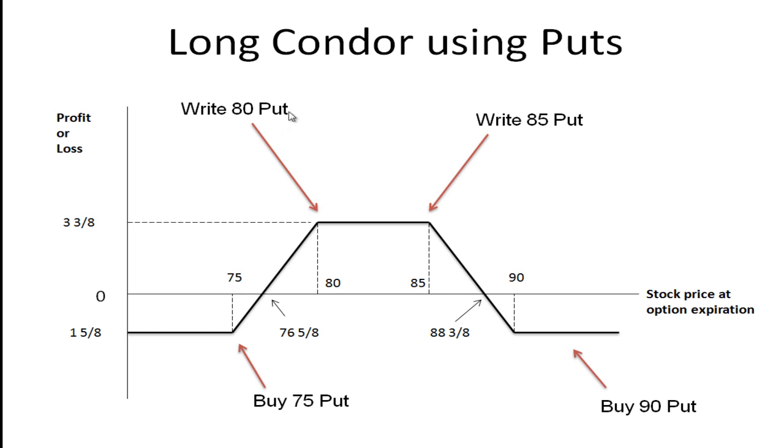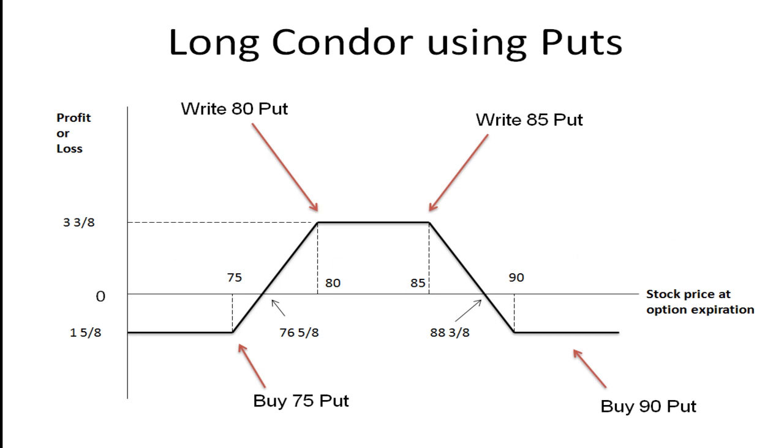Now you're writing another put option, so you're no longer staying even. You're going to start losing $1 for every dollar that the price goes below 80, so it turns down. And then you buy a 75 put here, so that for every dollar you're losing here, you're making $1 on the 75 put you bought, and it flattens out. And the way I constructed it, you have the same cost, 1 5/8, the same maximum profit of 3 3/8.